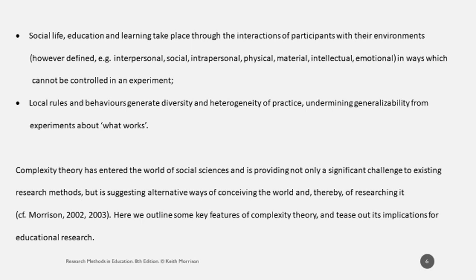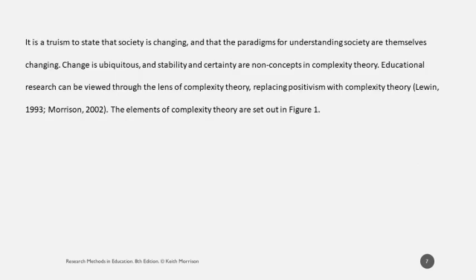Complexity theory has entered the world of social sciences and is providing not only a significant challenge to existing research methods, but is suggesting alternative ways of conceiving the world and, thereby, of researching it. Here we outline some key features of complexity theory, and tease out its implications for educational research. It is a truism to state that society is changing, and that the paradigms for understanding society are themselves changing. Change is ubiquitous, and stability and certainty are non-concepts in complexity theory. Educational research can be viewed through the lens of complexity theory, replacing positivism with complexity theory.